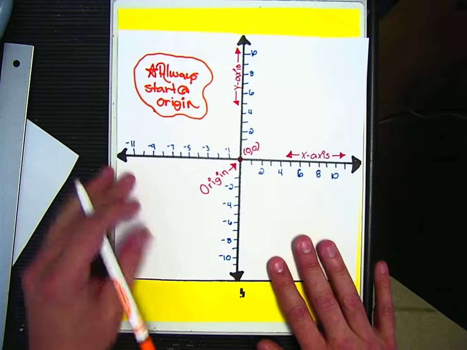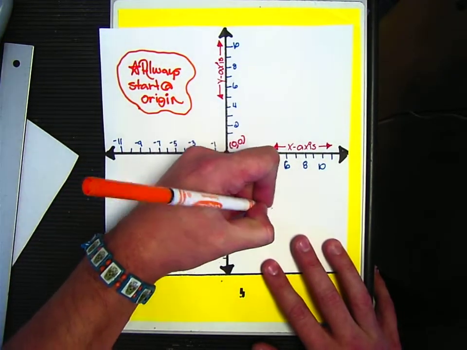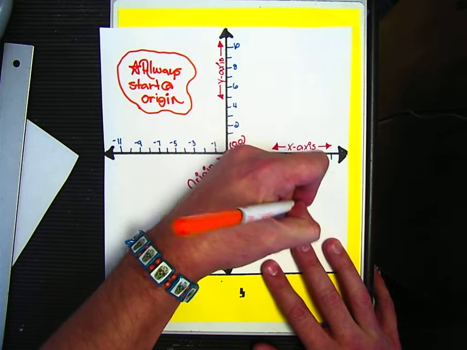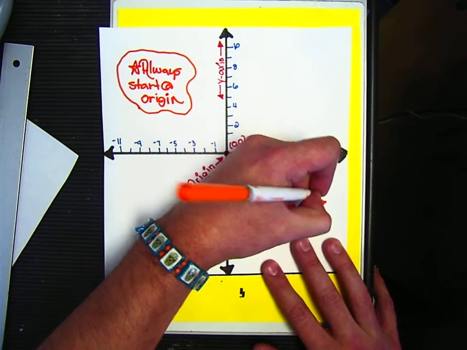And then when we want to graph points, we have two steps to follow. Our first step is to move sideways first. Negative left, positive right.